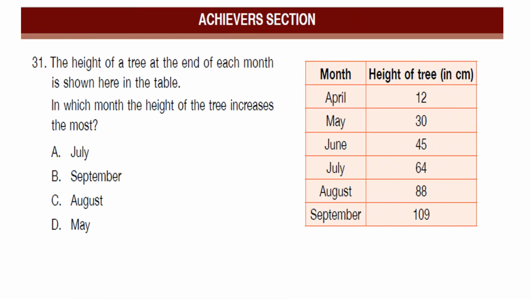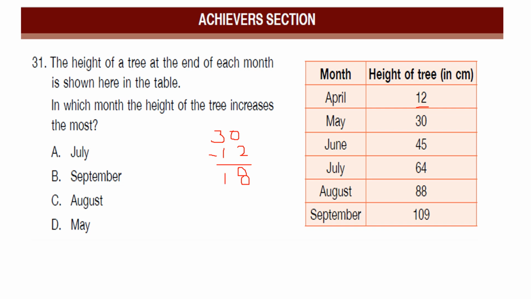Question number 31. The height of a tree at the end of each month is shown here in the table. In which month the height of the tree increases the most? Height in April is 12 cm. In May it is 30 cm. So how much did it increase? It increased 30 minus 12. That is 10 minus 8, 2 is 8. And 2 minus 1 is 1. So it is 18 cm.